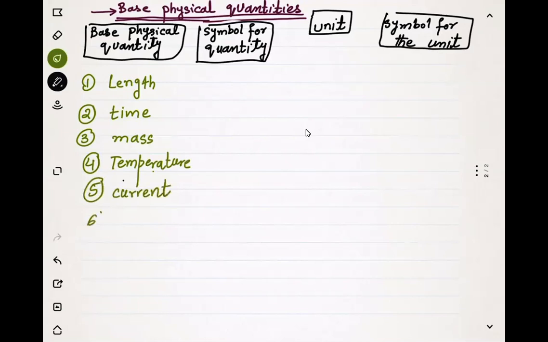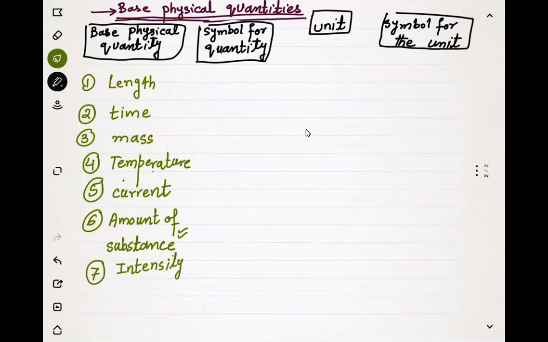The sixth one is amount of substance. This is the unit used in chemical reactions to count particles. The seventh and the last quantity that we are supposed to study is intensity of light.